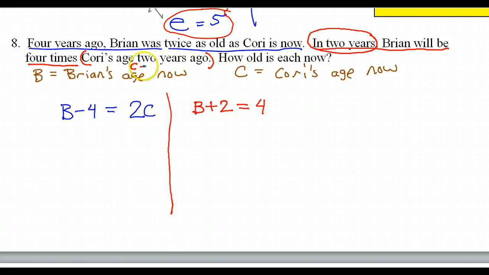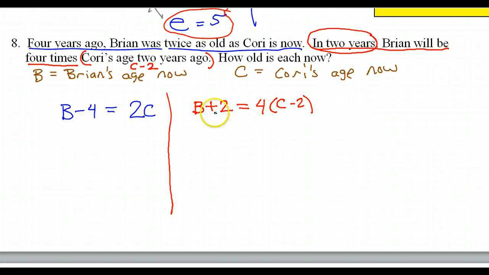Alright, hopefully you just said C minus 2. Corey is C. Corey's age now is C, so 2 years ago he would be C minus 2. So 4 times Corey's age 2 years ago, that's 4 times C minus 2. If I want to multiply by a binomial, if I want to multiply 4 times C minus 2, the C minus 2 has to be in parentheses.